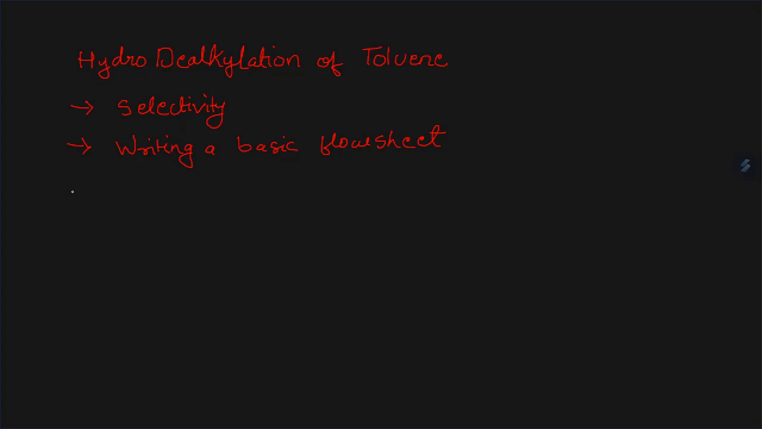So moving ahead, what is the hydrodealkylation of toluene? Most of the things are being expressed in the name itself. So toluene plus H2 gives benzene plus, you can guess it, CH4.